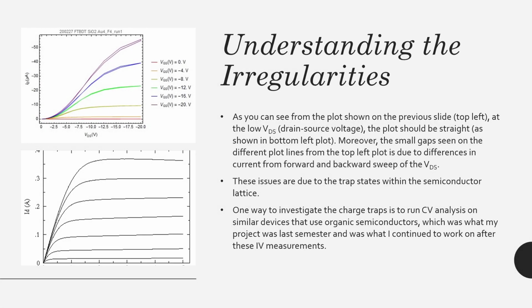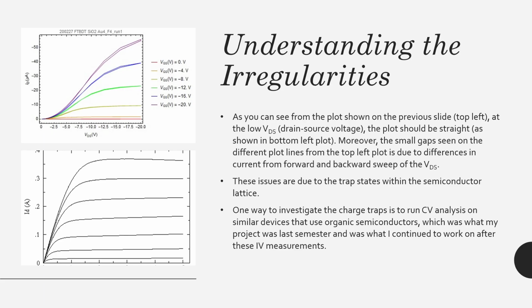Now to understand the irregularities with this. As you can see from the plot shown on the previous slide, which is now in the top left on this slide, at the low drain source voltage, which is around 0 to -0.5, the plot should be more straight, as shown on the bottom left plot. Moreover, the small gaps you can see at the end of the current curves on the top left plot are due to differences in current from forward and backward sweep.